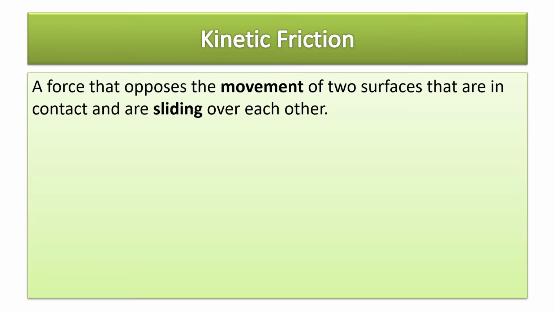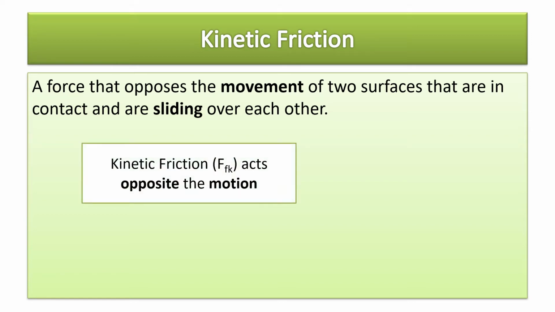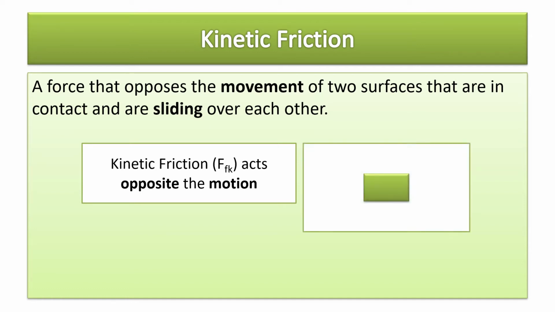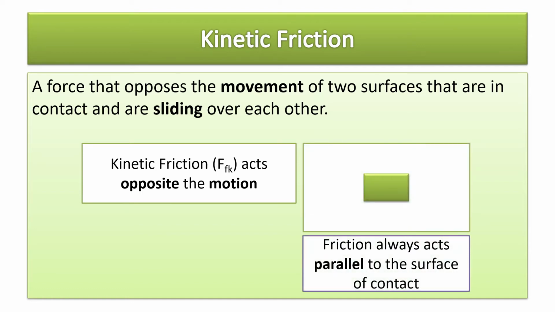Kinetic friction is a force that opposes the movement of two surfaces that are in contact and sliding over each other. Okay, as long as the object is moving across the other object, it's kinetic friction. It doesn't matter if it's constant velocity or if it's accelerating, any type of movement, you're going to have kinetic friction. Sometimes it's known as sliding friction. So it says kinetic friction acts opposite the motion always. It's always opposing the motion.